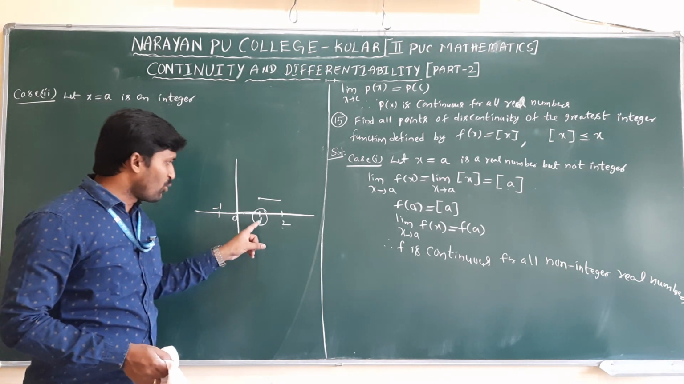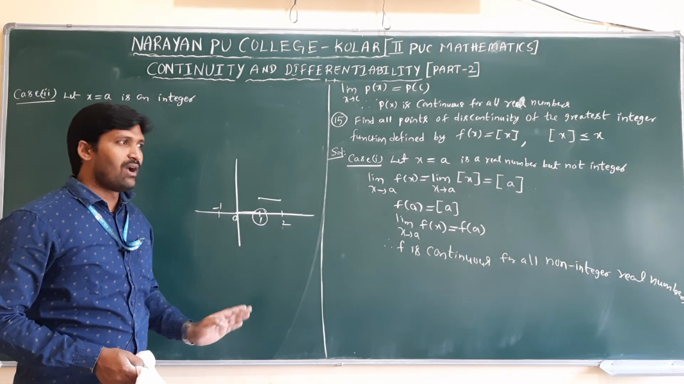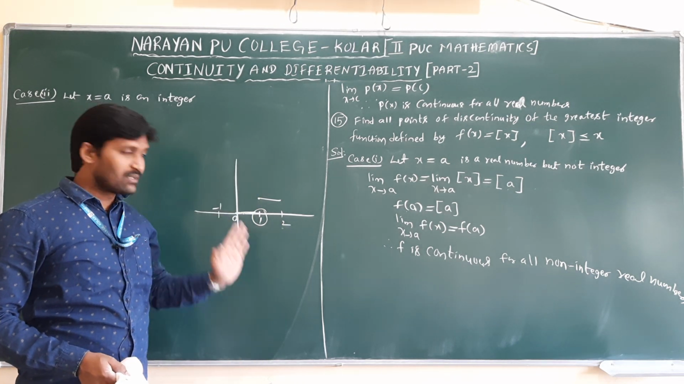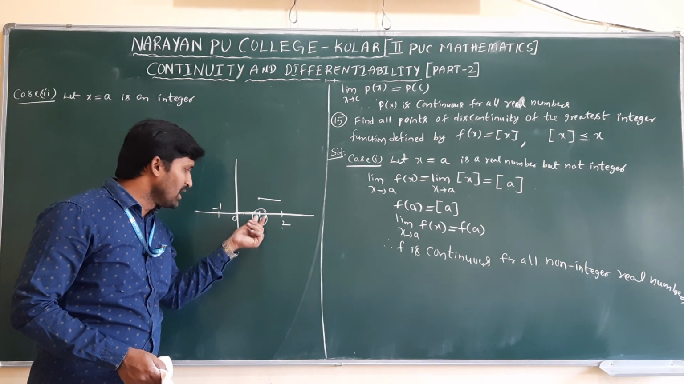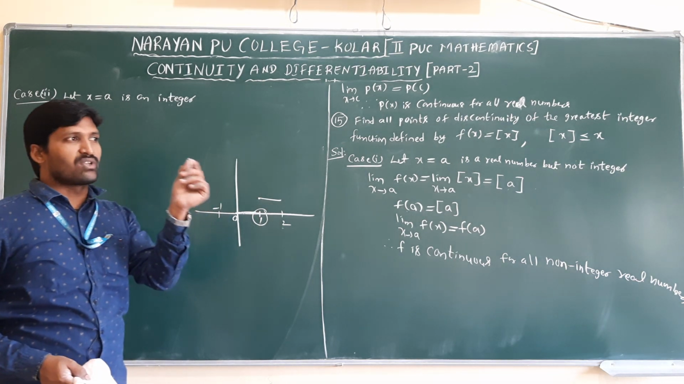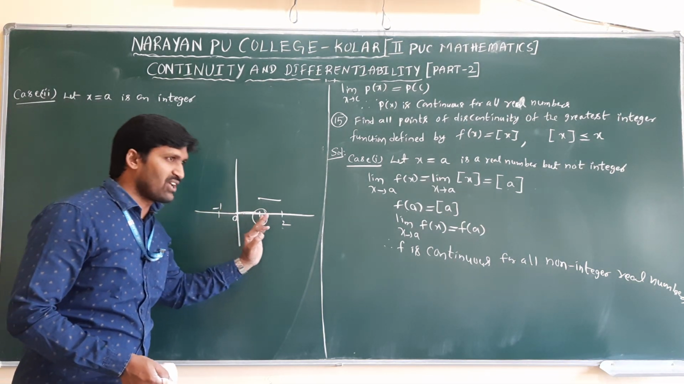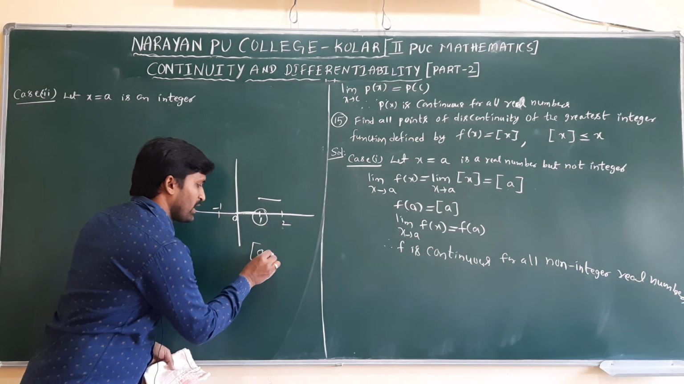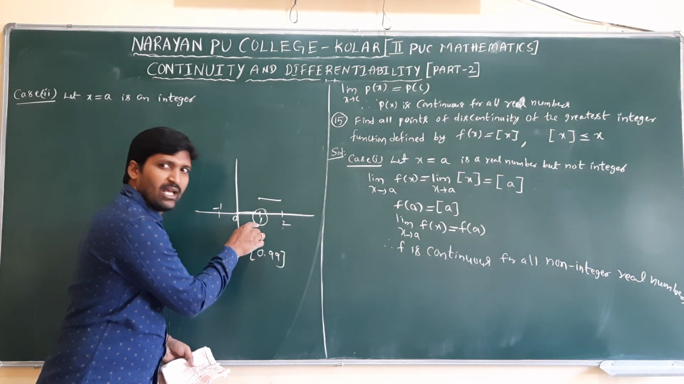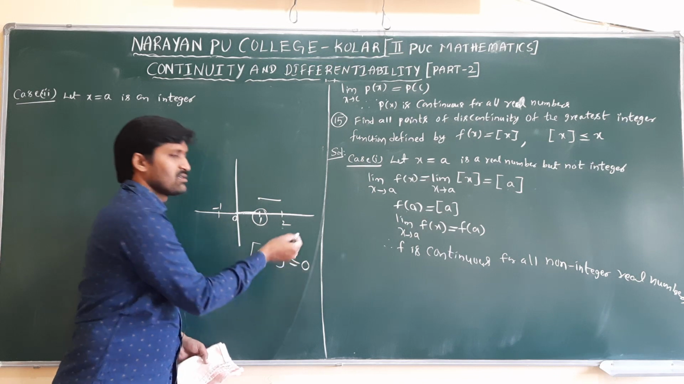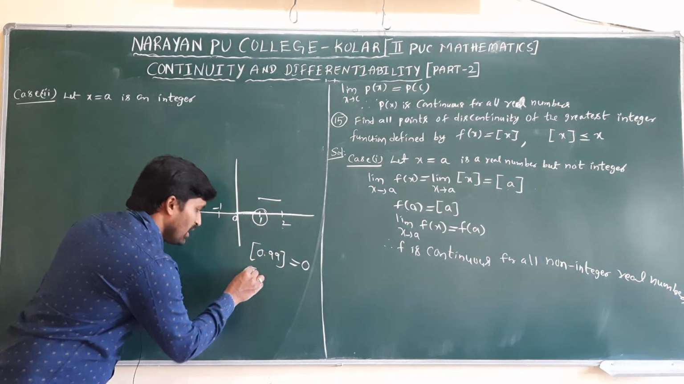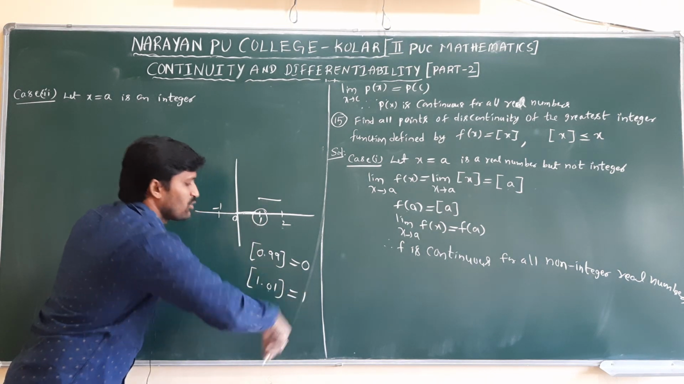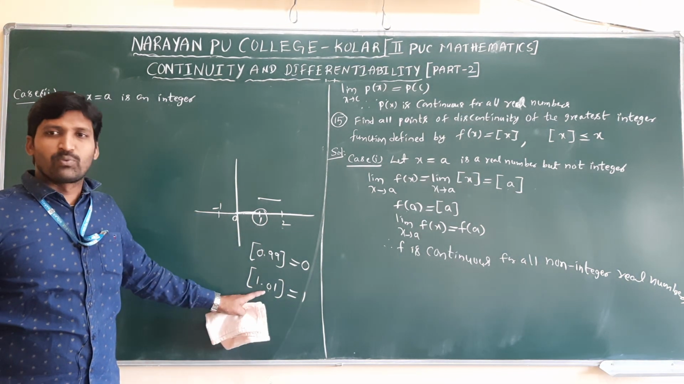The reason: at 1 the curve breaks, at every integral value. At 2 also the curve will break. That's why we need to verify at an integer. If you want to check, we need to check the left hand limit and right hand limit. Here see, the step of 0.99, which is less than 1 and near to it, how much will you get? 0. Same on the right side of 1, 1.01. For 1.01 the preceding integer is what? 1. A simple logic we need to identify.